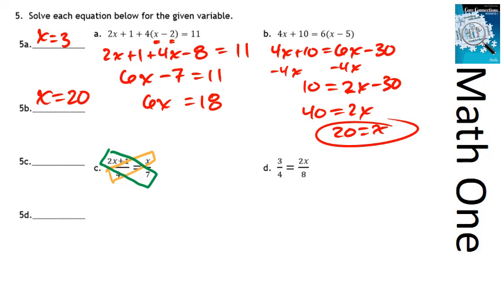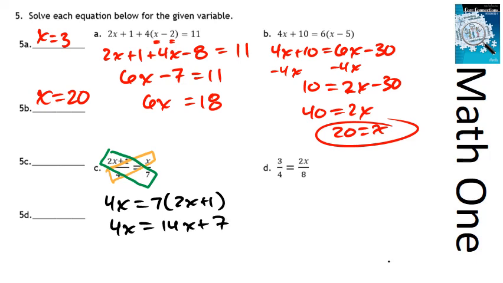On the one diagonal, I have 4 times x. And on the other diagonal, I have 7 times the quantity of 2x plus 1. And here's the problem that I'm seeing a lot. We're not distributing the 7 to both the 2x and the 1. And if we did that, it would correct most of the errors I'm seeing. So this is 4x equals 14x and then plus 7. So that plus 7 is what's missing.